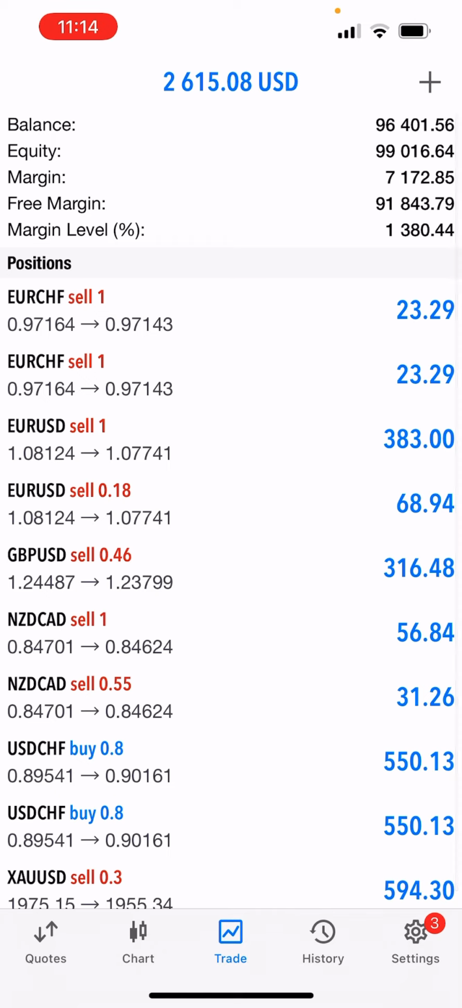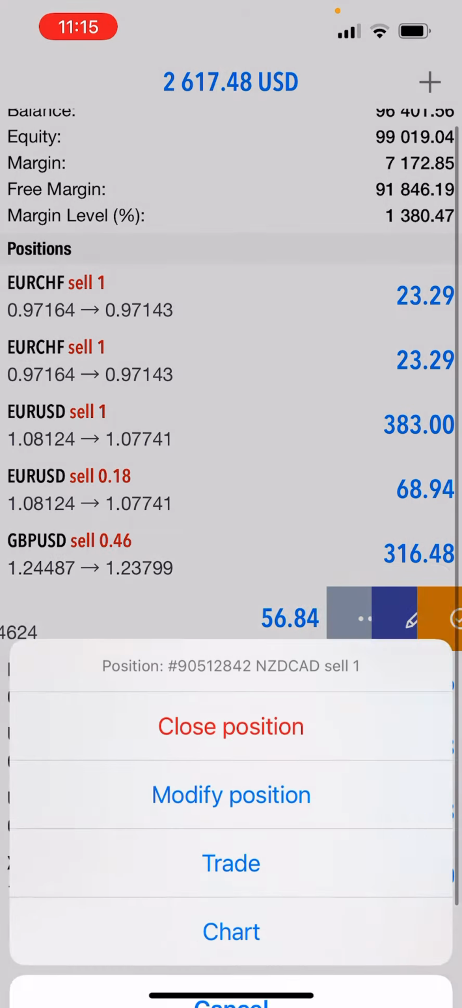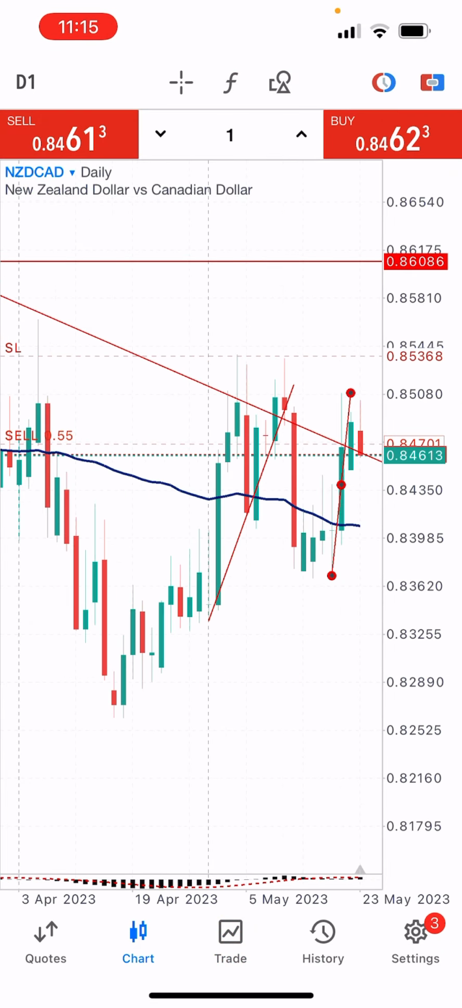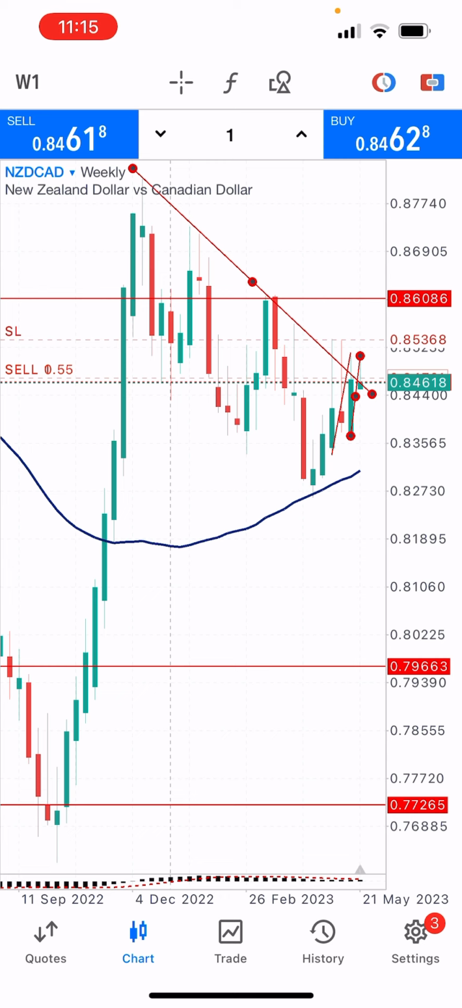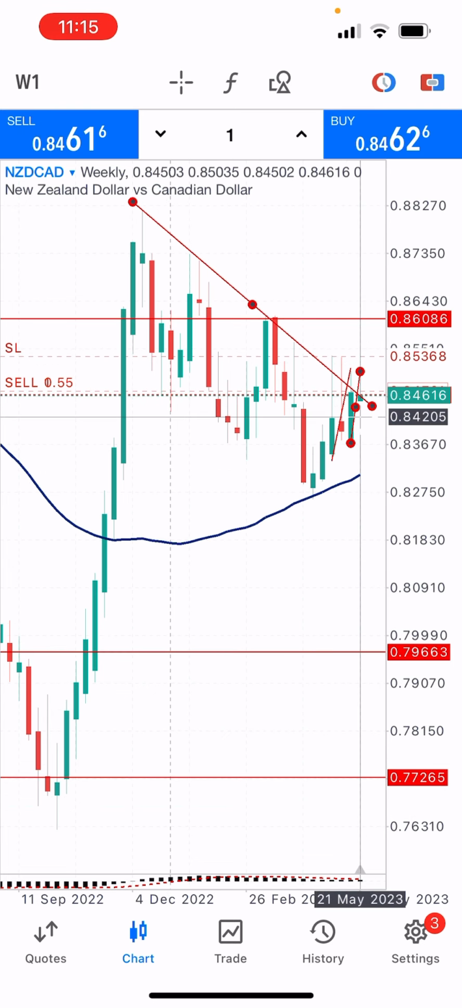So that's just it, guys. Simple system of trading. The next one is NZDCAD. NZDCAD is a very long-term trade that I have taken right here. If I show you from the weekly time frame, you're going to understand it perfectly. From the weekly time frame, guys, it's so clear.